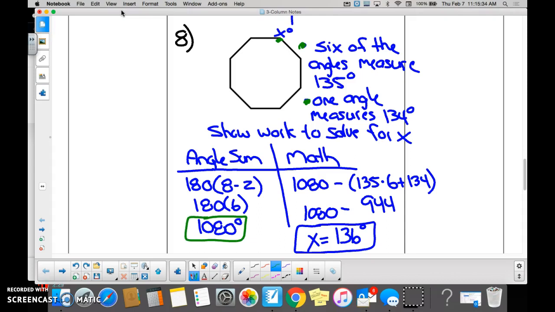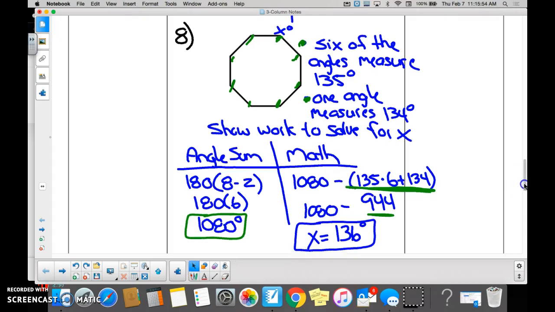Okay. And then to solve for x, the first thing we need to do is figure out what the angle sum is. So this plus this plus this plus this plus this plus this plus this plus this, all of the angles total what? 1080. 1080. And then what we did is we took all the angles we knew, so we knew 7 of the 8, totaled them up to get 944, ended up with the last angle being 136. Is this making sense? Yes.